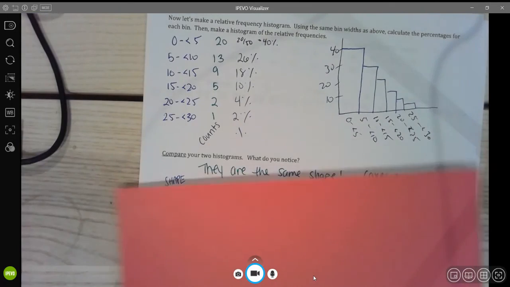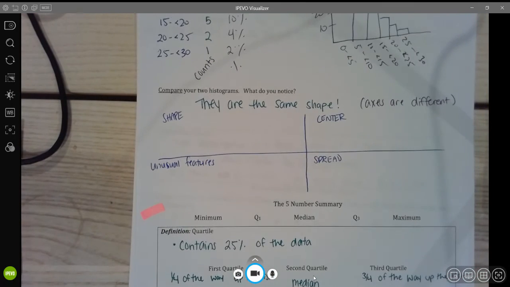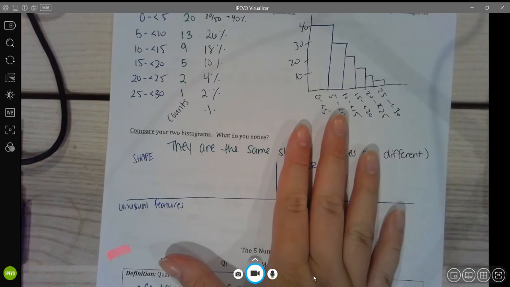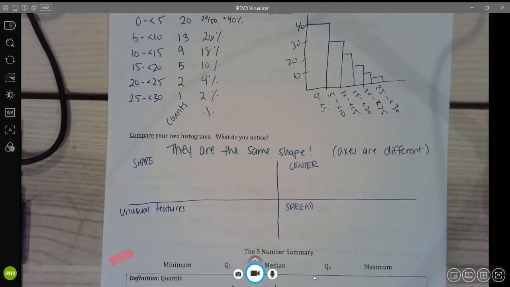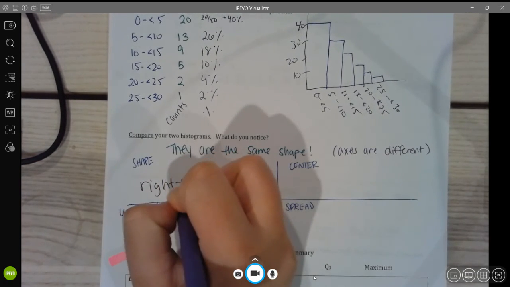Okay. So what do we notice down here? They should be the same shape. Our axes are different, but let's go ahead and compare. Now, here's the reality. It says compare. Well, guess what? It's the same. So let's just analyze this graph since it's easier to see. We're not going to use our comparison word because they are the exact same. The shape we said was right skew.